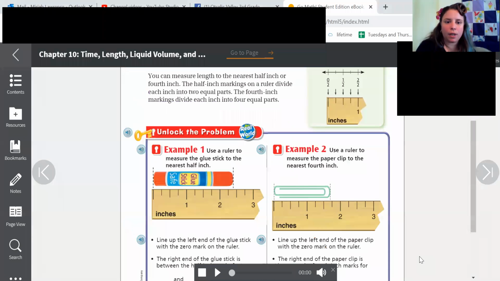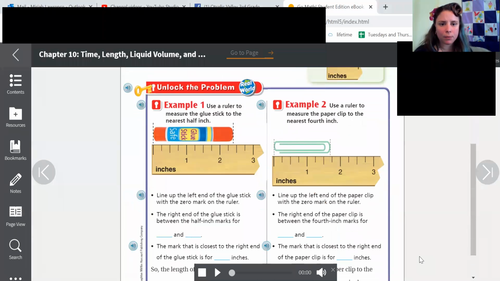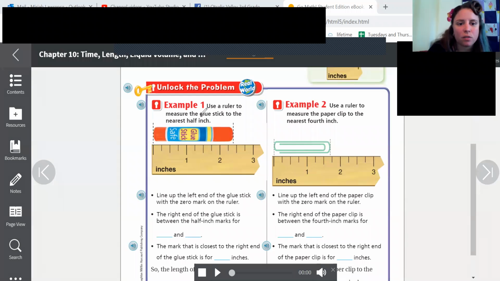All right, so we're doing the bottom here. Unlock the problem. Use a ruler to measure the glue stick to the nearest half-inch. It's important for us to circle what it wants us to measure to. Here, it wants us to measure to a 1/2 inch. Now a 1/2 inch is this line in the middle. Okay, 1/2 inch, 2 1/2 inches, 3 1/2 inches, 4 1/2 inches, and so on.